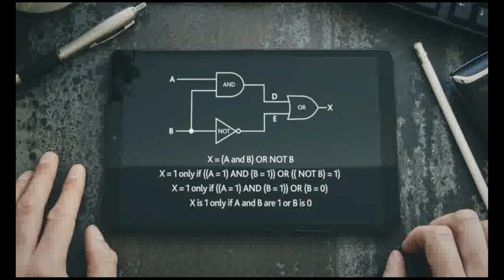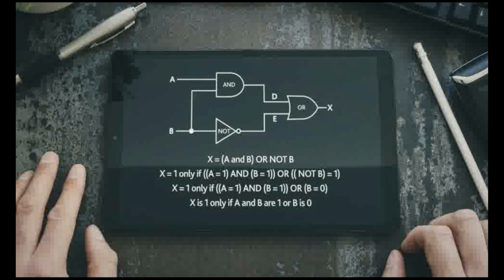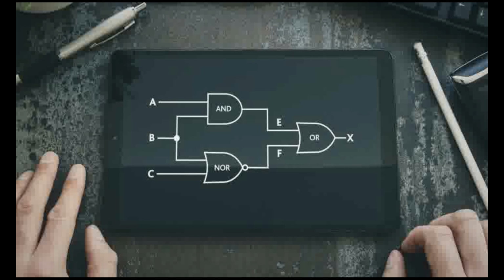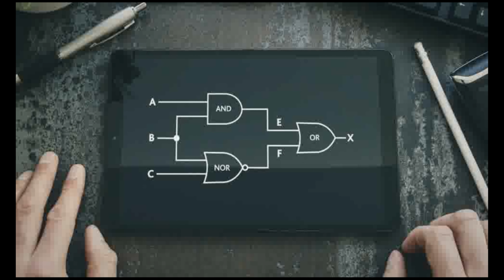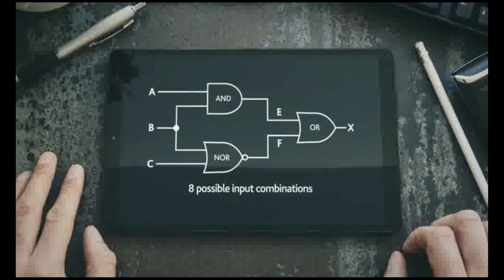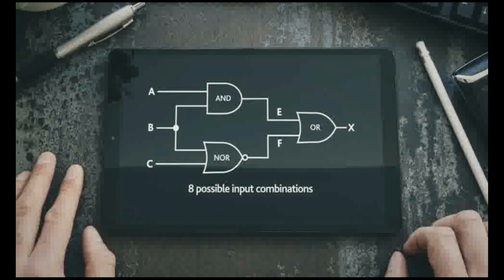3 inputs and 6 gates will be the most complex logic circuit for which you will need to be able to produce a truth table. Here is an example with 3 inputs. For any logic circuit with 3 binary valued inputs, there are 2 to the power 3, or 8, possible combinations of values, so we will need 8 rows in the truth table.